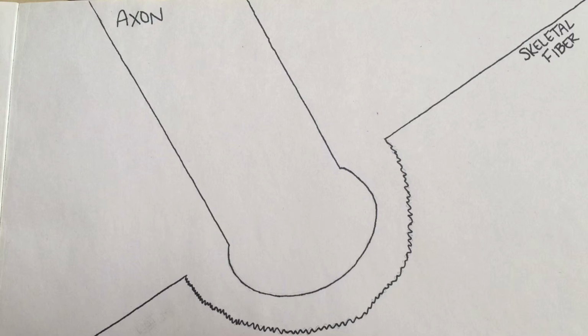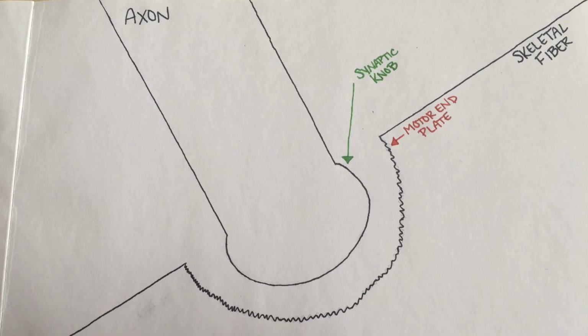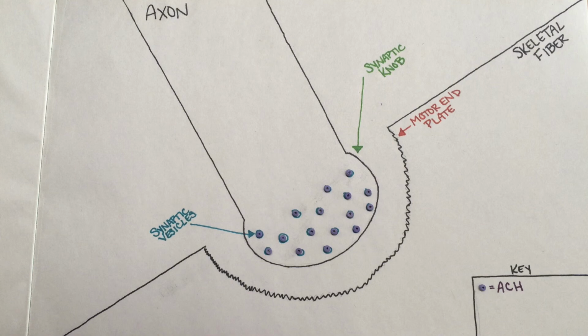This is a closer look at where the axon and the skeletal muscle will interact. This is the motor end plate of the skeletal muscle. This is the synaptic knob of the axon. These are the synaptic vesicles within the synaptic knob. The synaptic vesicles are the cavities that hold the acetylcholine, which will be responsible for the chemical signal throughout the process.